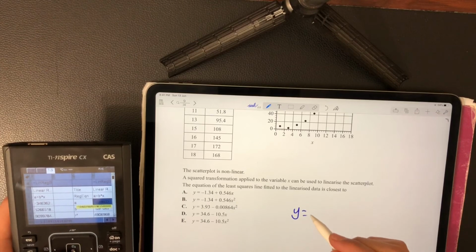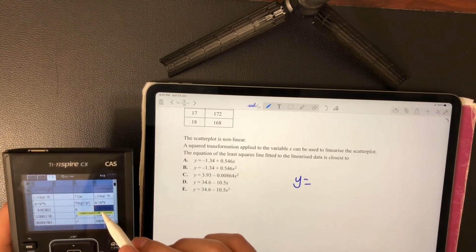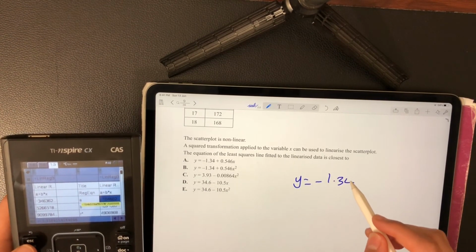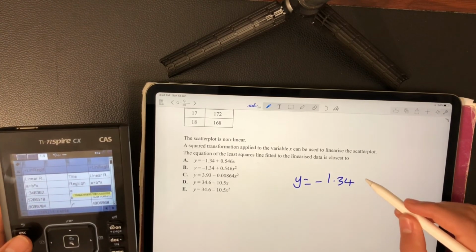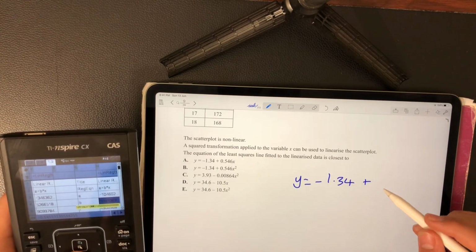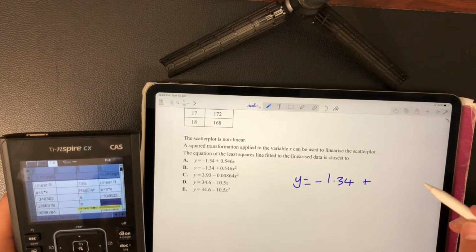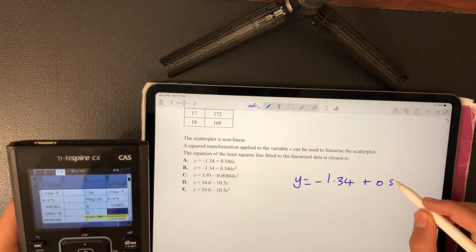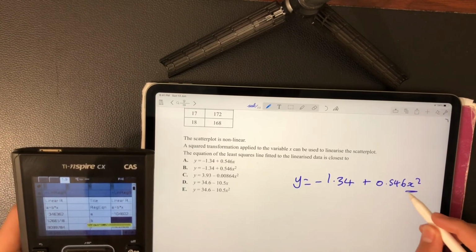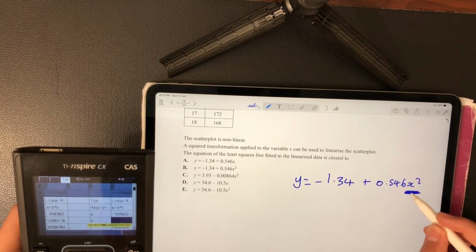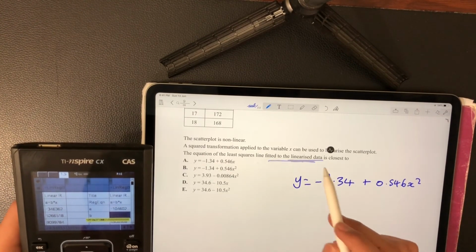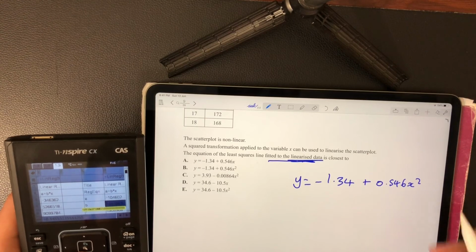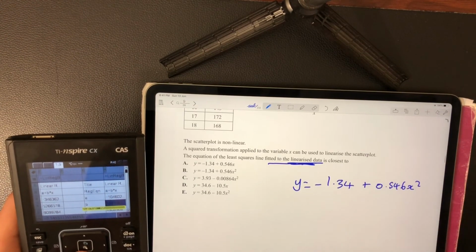So y equals the value of a, which is negative 1.34 rounded to 2 decimal places, plus the value of b. B is 0.546 to 3 decimal places, times x squared. Remember to include the value of x as x squared, because we've linearized the data by squaring the data in the variable x. So that is our equation.